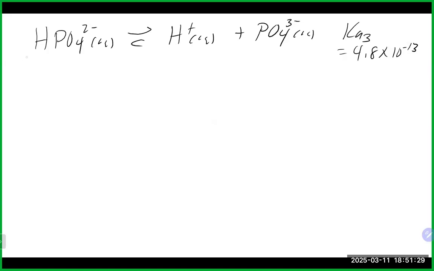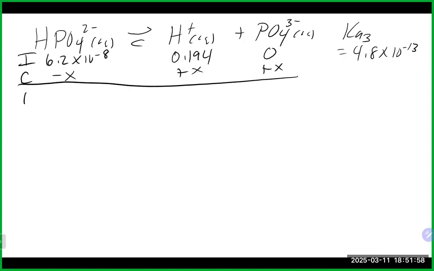Once again, from the previous table, we have some initial concentrations, which are equilibrium concentrations. So it was 6.2 times 10 to the minus 8, I think is what we got for that one on the previous page. Do we still have H plus at this point? We still do, right? It's still that 0.194 number, and that is 0 at that point. Change is going to be minus x, plus x, plus x, going to get us 6.2 times 10 to the minus 8 minus x, 0.194 plus x, and x.